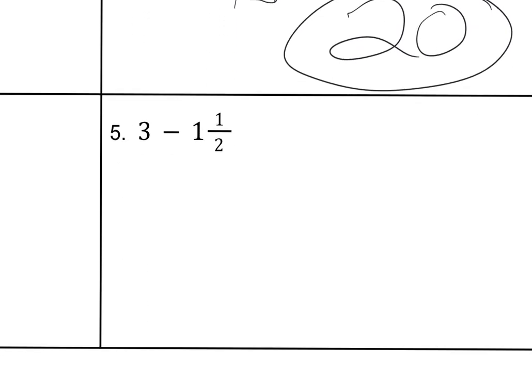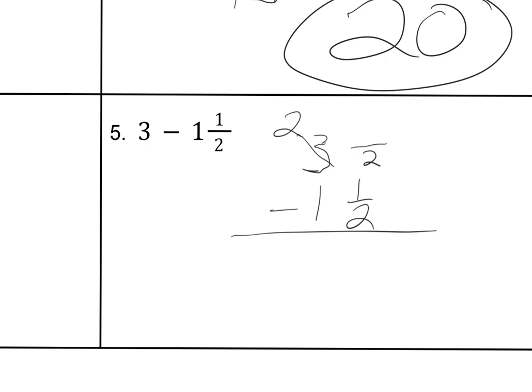Problem 5. This is another subtraction problem where we have to borrow. We cannot subtract 1/2 from 0. That does not give us 1/2. If you don't have anything, you can't take anything away from it. Borrow from the 3. Borrow from the 3. Make that a 2.